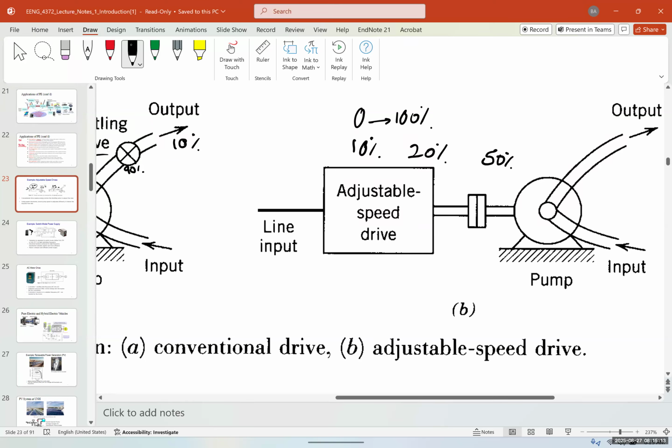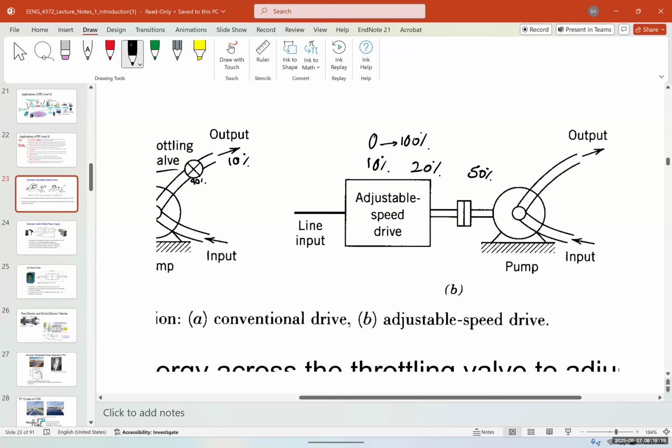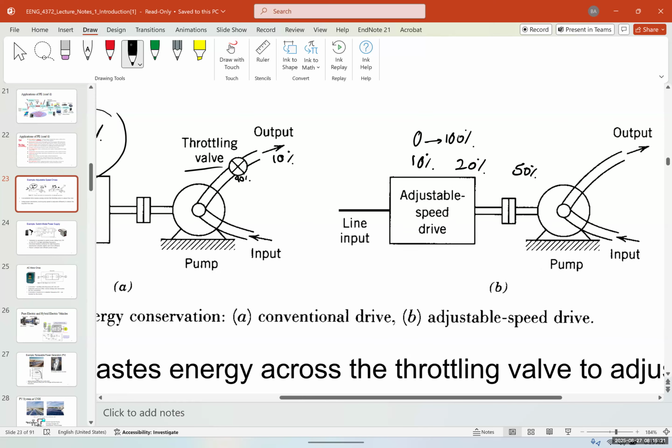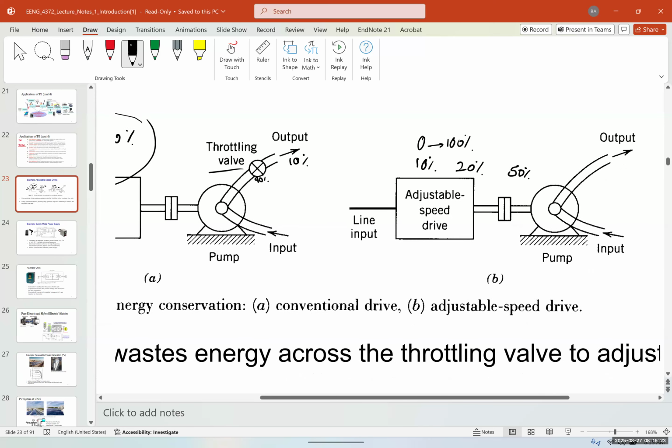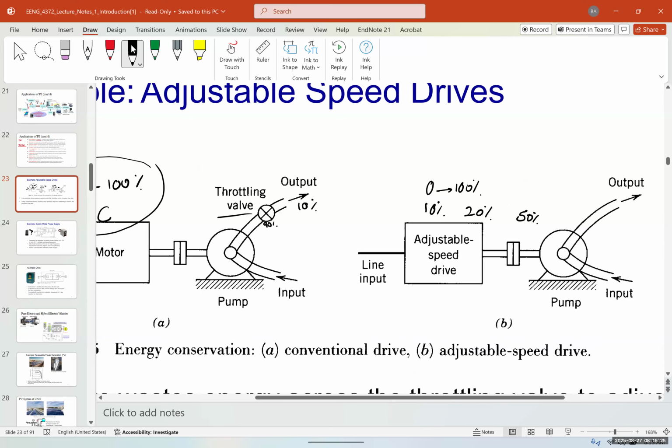Now, how does this do it? How many of you have power systems? How many of you are familiar with AC motors? A little bit. Okay, good. So let's say you have a DC motor. Let's start with the DC motor, which is the easier one. How do you control the speed of a DC motor? The revolutions per minute, RPM.